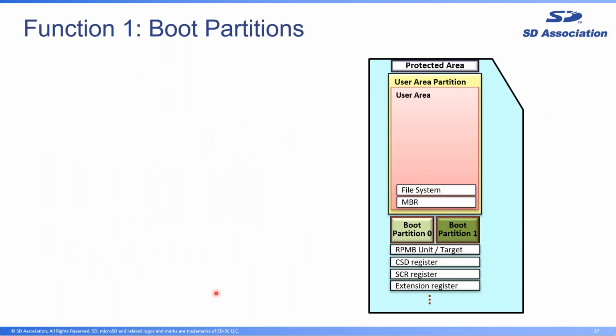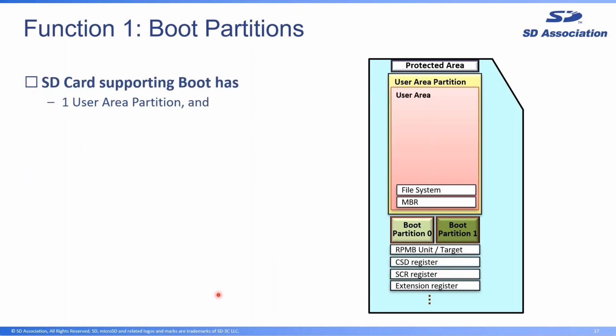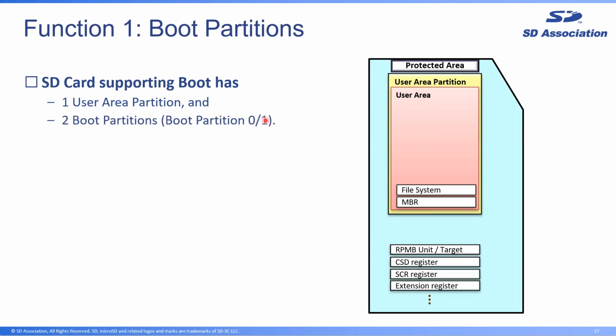Now, I start the detailed exposition of each boot function. The first function is boot partition. When SD card supports the boot feature, it must have one user area partition and two boot partitions called boot partition 0 and boot partition 1. The size of these two boot partitions shall be the same and up to 32 MB respectively.